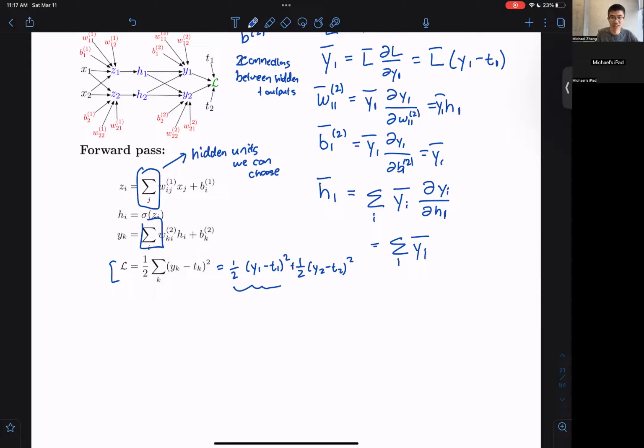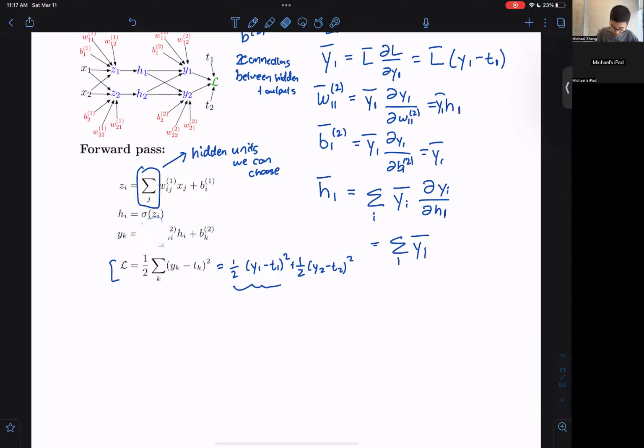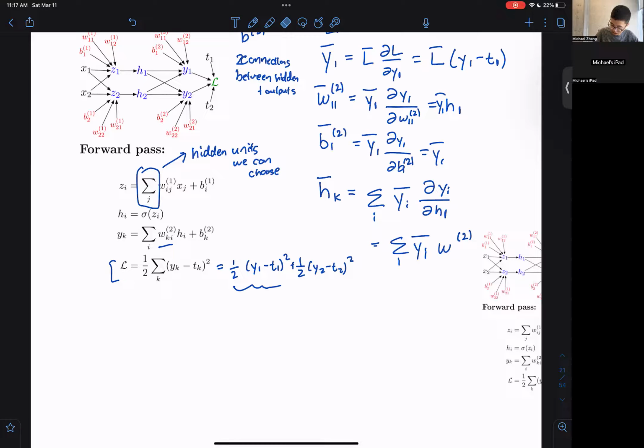So keep the summation of yi bar. And how does y sub i depend on h sub 1? Well, it's actually going to be exactly equal to the weight. So it's W1i2 because we're focusing on h sub 1. In general, if we're focusing on h sub k, we're going to replace this with Wki2.